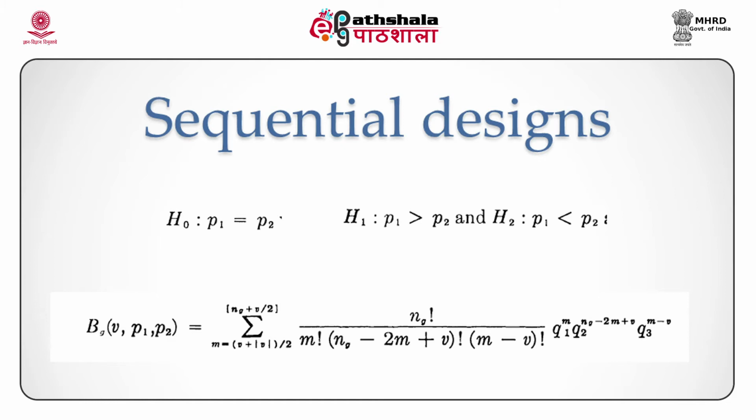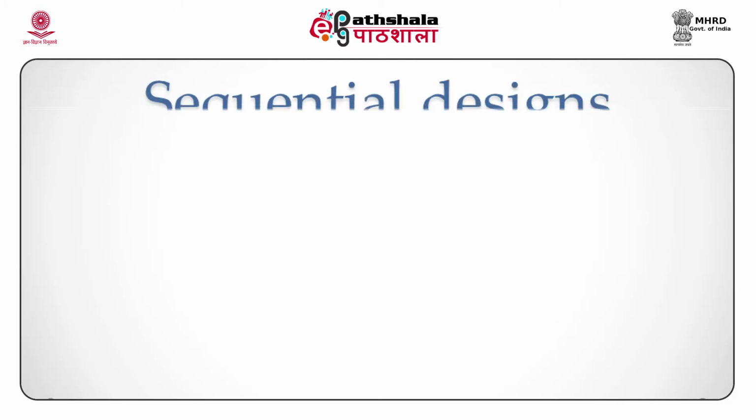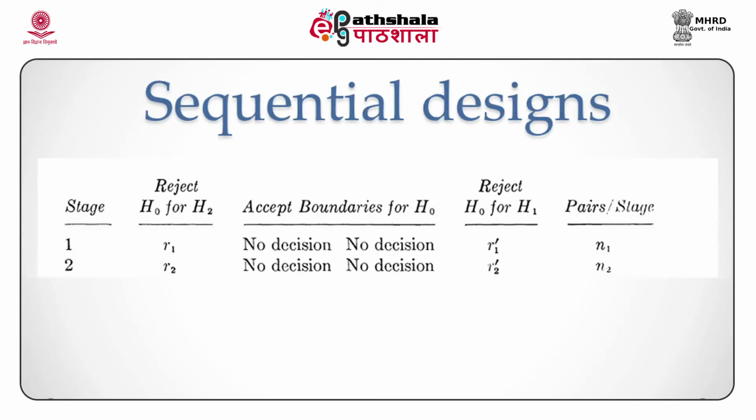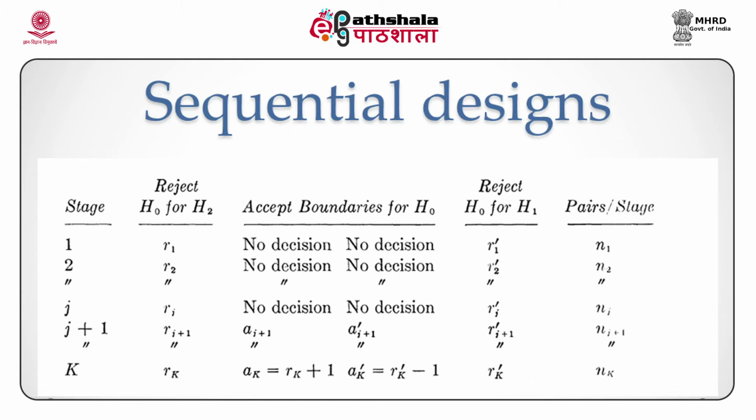A sequential plan will then proceed as is given on this slide. In the various columns of this table, we have denoted the stage, whether we reject H0 for H2, whether we accept the boundaries for H0, reject H0 for H1, and the number of pairs which we look at each stage.